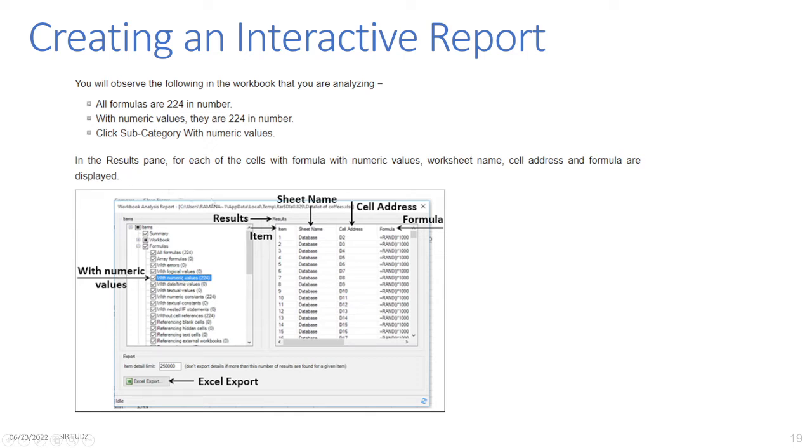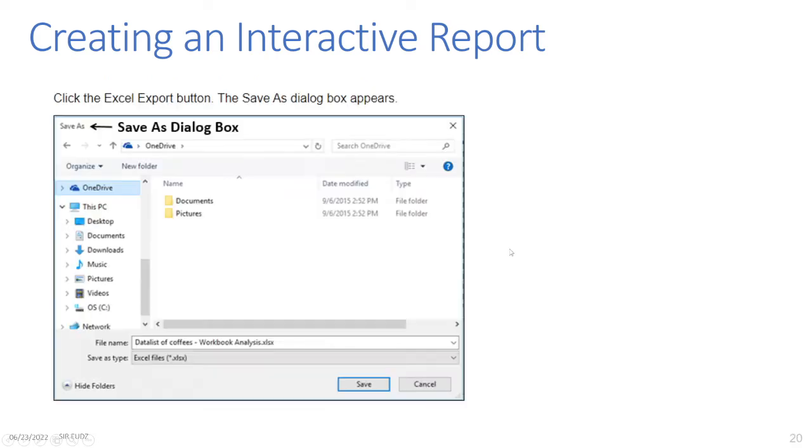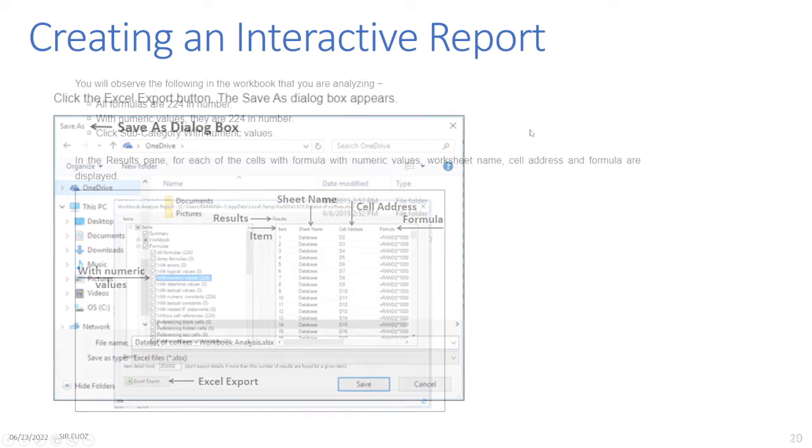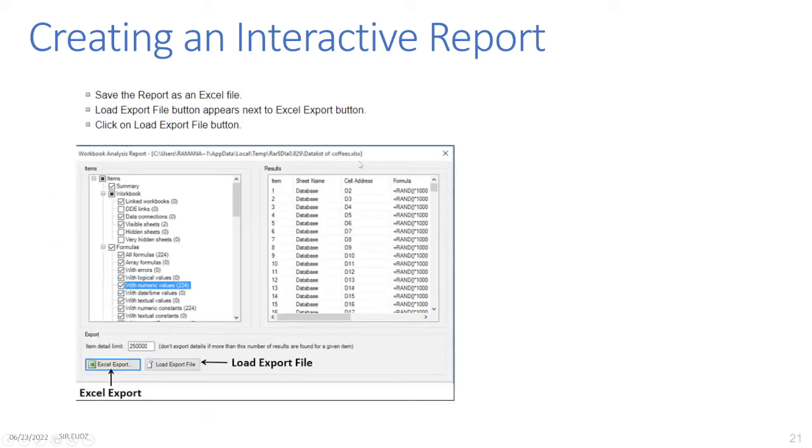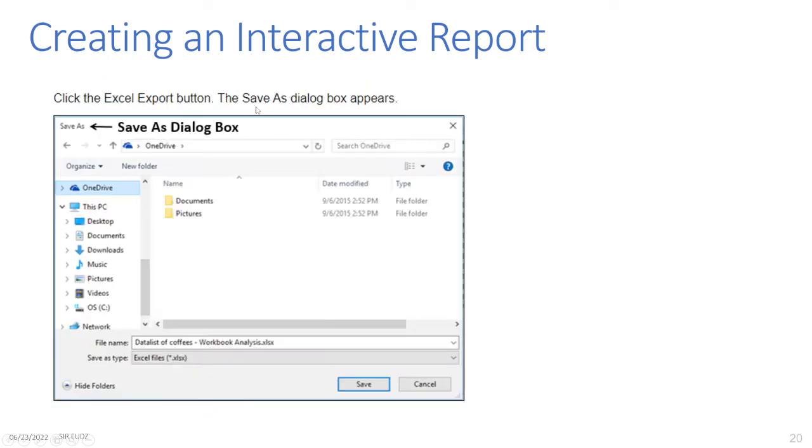In the results pane, for each cell with formula with numeric values, worksheet name, cell address, and formulas are displayed. So these are the formulas. Click the Excel export button. So here's the Excel export button. And the Save As dialog box appears. So this is the Save As dialog box. Then of course we can save the result.